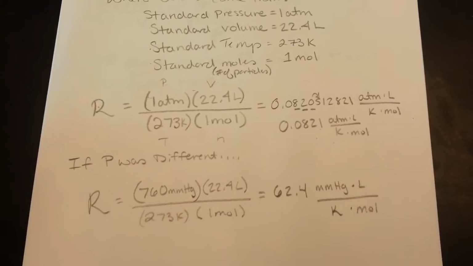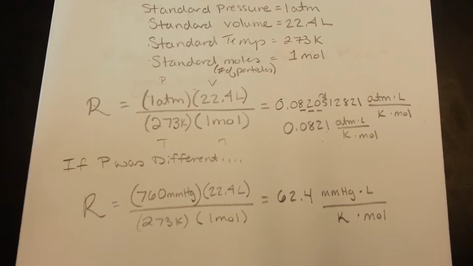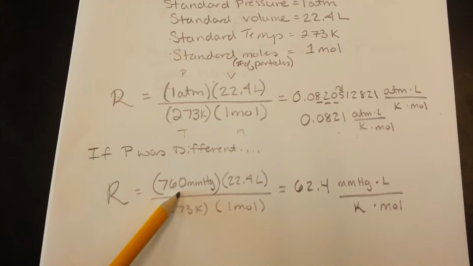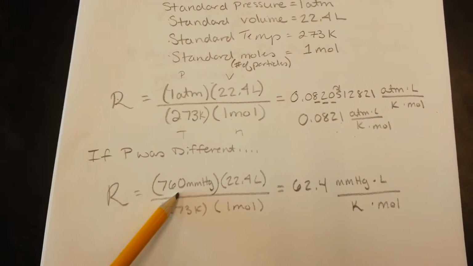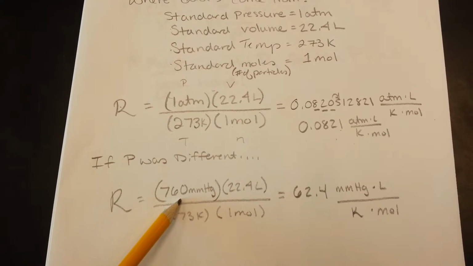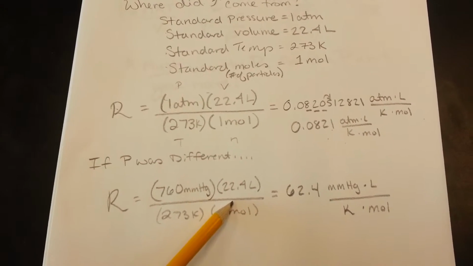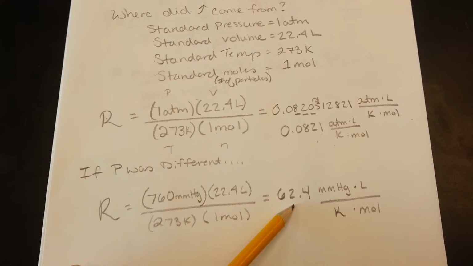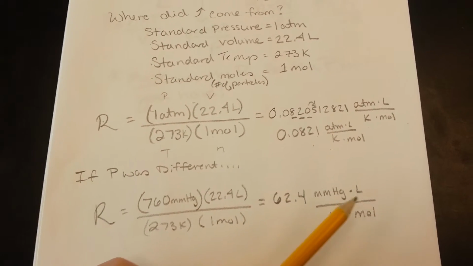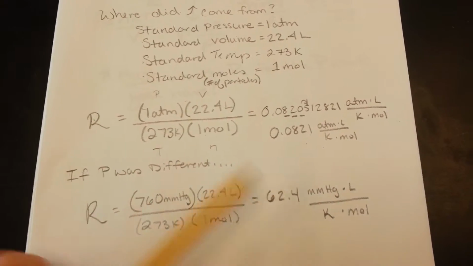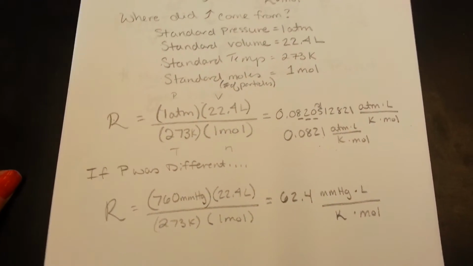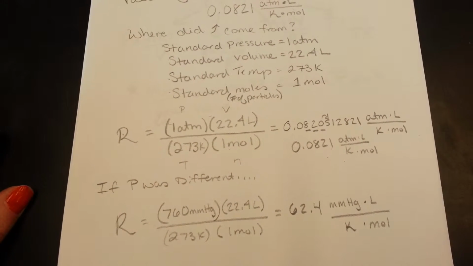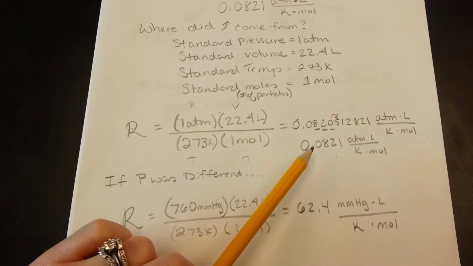Now, if your pressure unit was different, your value of R would change. So if we took 760 mmHg, which is the mmHg equivalent of 1 atmosphere, the standard pressure in mmHg, and multiplied it by the 22.4 liters and divided by the number of kelvins times 1, you get a completely different number: 62.4 millimeters of mercury times liters divided by Kelvin times moles. So you have to pay attention to what unit your pressure value is in. The easiest way is to just change your pressure value to atmospheres and use the R that is given.